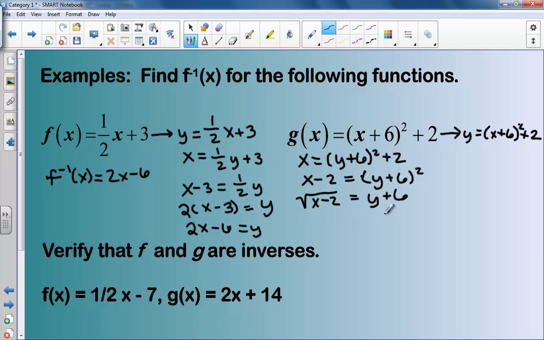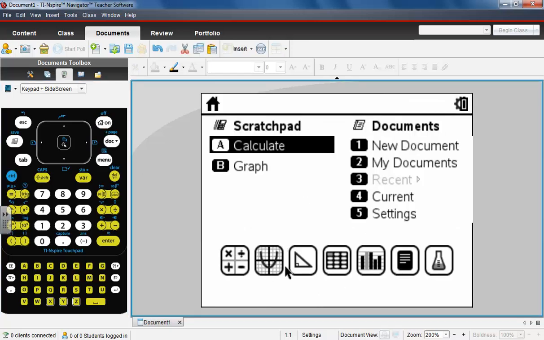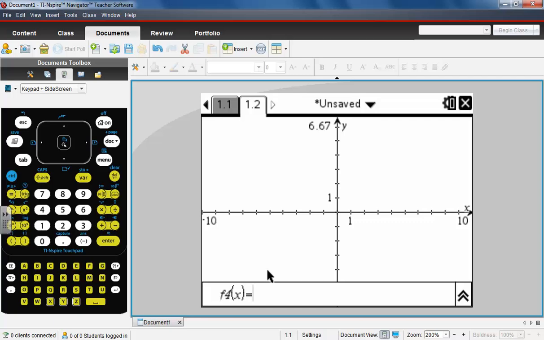Now I can move that 6 over, remembering that this 6 is not under a root like this negative 2 is. So I've got x minus 2 under the root. And then when I subtract the 6, that needs to go outside of the root. Okay, so we run into one problem here. So let's look at, we've got (x plus 6) squared plus 2 in our calculator. X plus 6 squared, yeah.